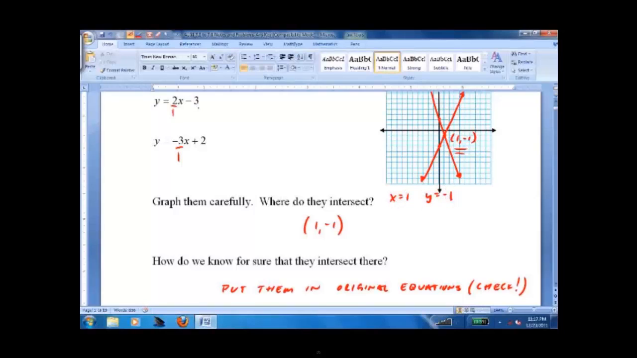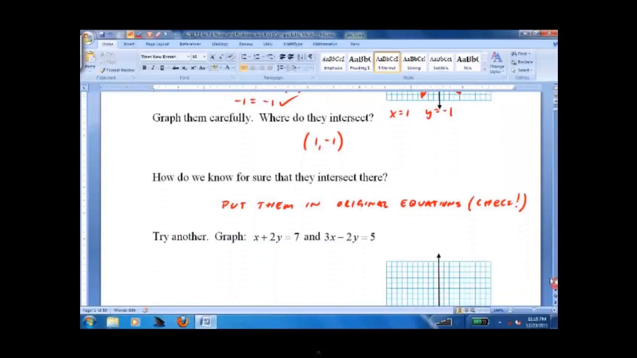So let's try the first equation for the check. Negative 1 equals, or does it, 2 times 1 minus 3. 1 equals 2 minus 3, negative 1. Get rid of my question mark, put a little check next to it. And let's try this one. Negative 1 equals negative 3 times 1 plus 2, question mark. Negative 1 equals negative 1, check. So it looks like it works. Try another one, see that we know what we're doing.